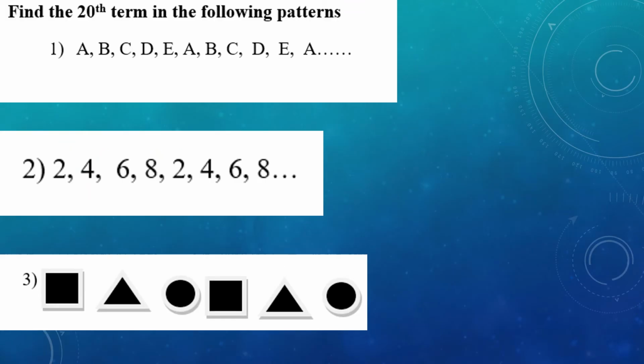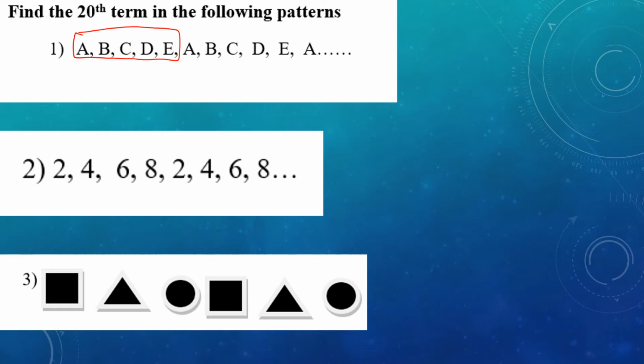Find the 20th term in the following pattern. So this is where it gets a little trickier. If I'm looking at this first one, A, B, C, D, E, A, B, C, D, E, my first 5 letters or the 5 terms repeat.